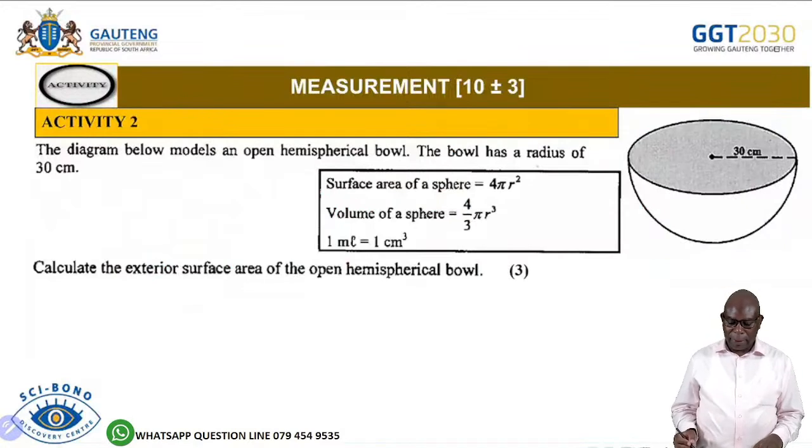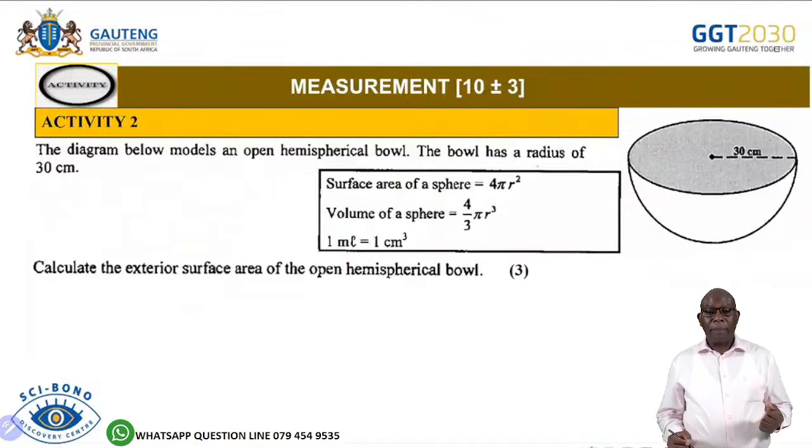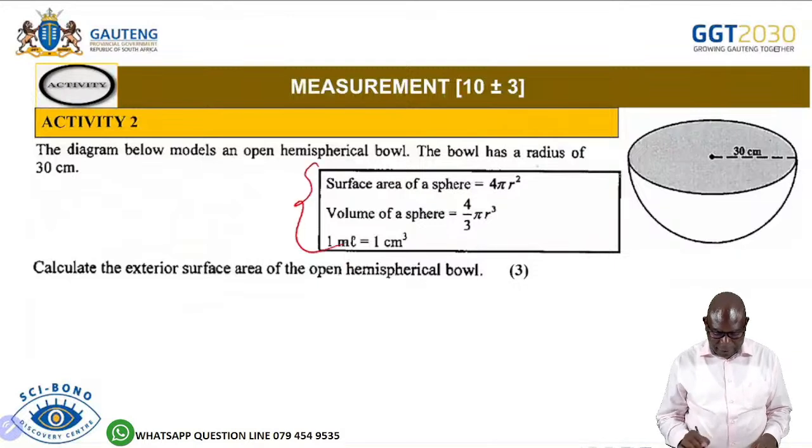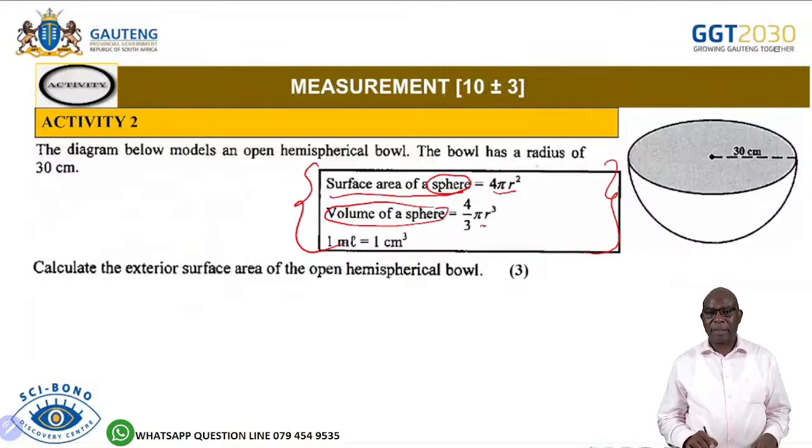The last question here is a measurement question, which is mensuration. So here, the formulas you'll get in the question. The formulas are always there in the question. So you must read the question, the formula. Surface area of a sphere is this. You must read those questions. The volume of a sphere is this. Look at what the question wants.